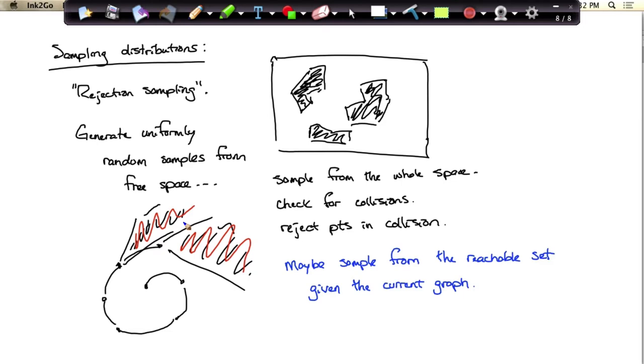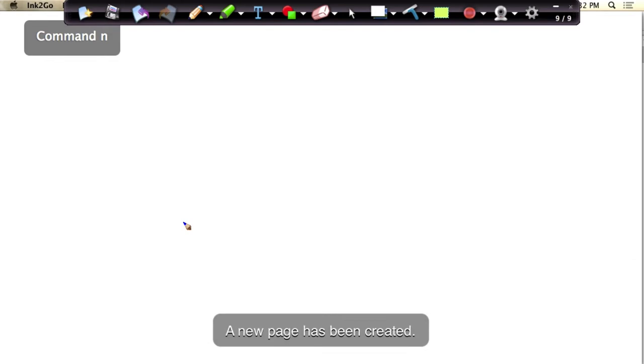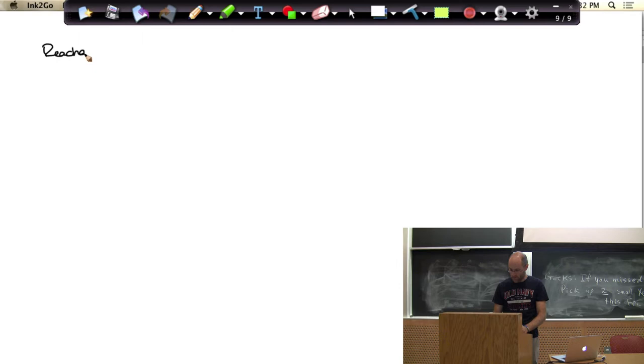So what people have tried to do is come up with really simple heuristics that can capture some of the properties of a reachable region, but maybe embrace this rejection sampling idea and be fast enough to make it really useful. So here's one algorithm, which is called the reachability-guided RRT. This is one of many.